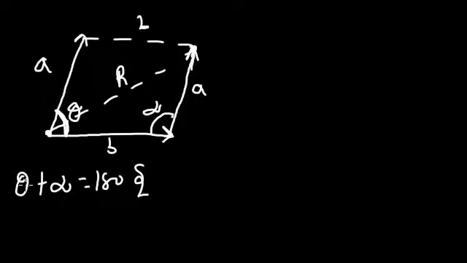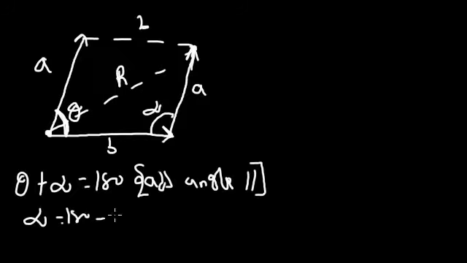The opposite angles of a parallelogram are the same, while the adjacent angles are supplementary. So therefore, the reason will be adjacent angle of parallelogram. You can just put parallelogram. So now, if we solve for alpha, alpha will be equal to 180 minus theta. So once you have that, that's it.